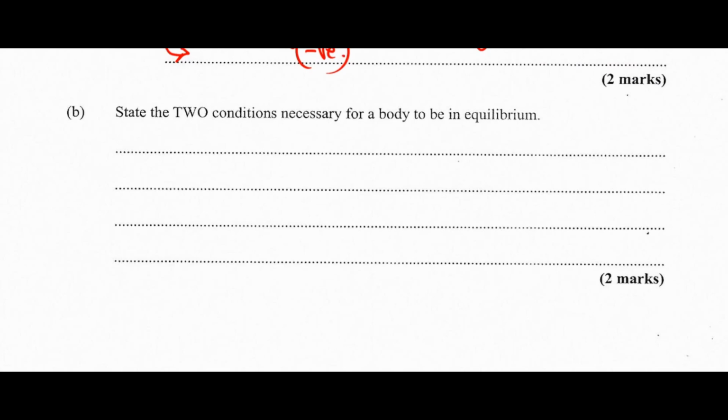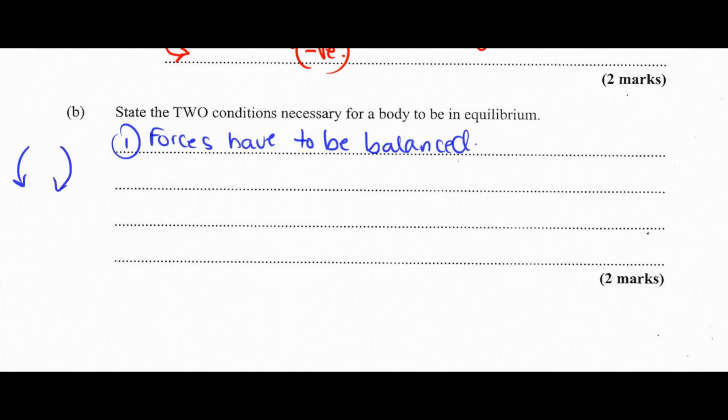Now, they want you to say 2 conditions necessary for a body to be in equilibrium. Now, for a body to be in equilibrium, let's say number 1, the forces have to be balanced, right? So if we're talking about moments, the total clockwise moment has to be equal to the total anti-clockwise moment. So the resultant force is equal to 0. So basically the sum of the net forces is equal to 0.